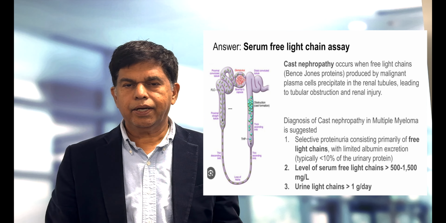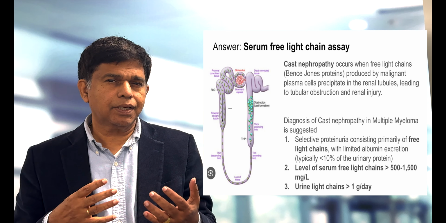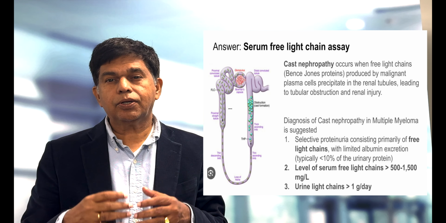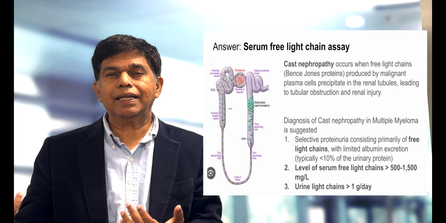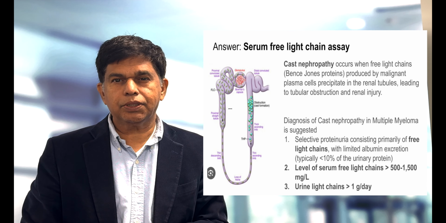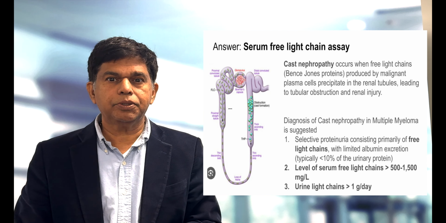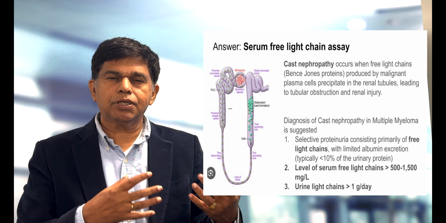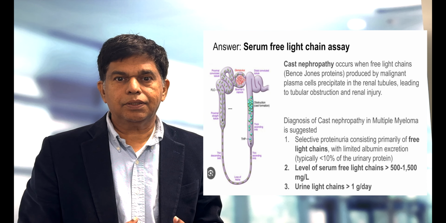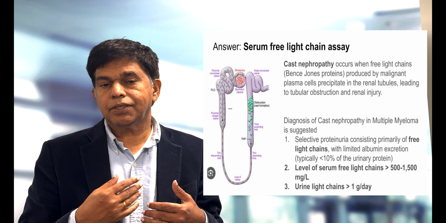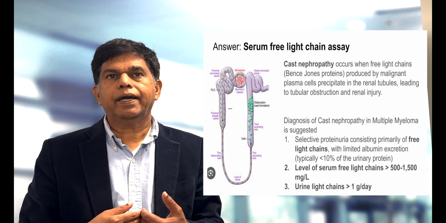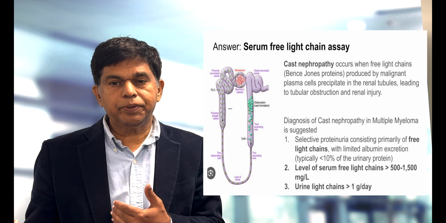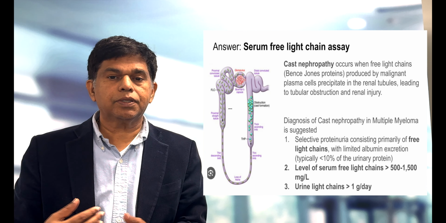Don't pick the biopsy. Now, look into the pathophysiology. What exactly happens in multiple myeloma associated renal failure? You get something called cast nephropathy from free light chain deposition, or Bence Jones protein. Okay, they precipitate in the renal tubules, and the term you need to know is cast nephropathy from the free light chain. Now what will you have? You get selective proteinuria with limited albumin excretion, typically less than 10% of the urinary protein.